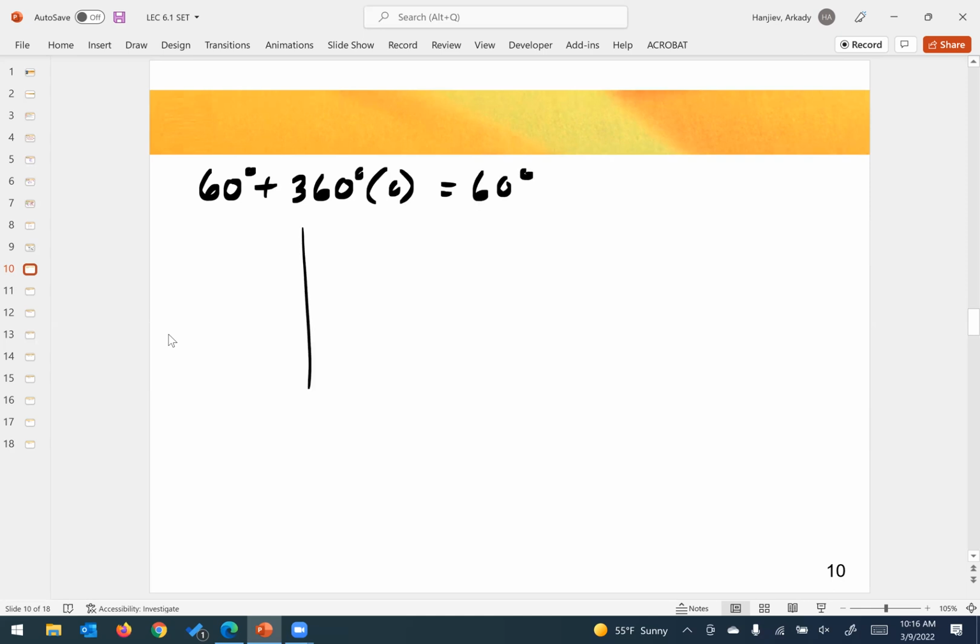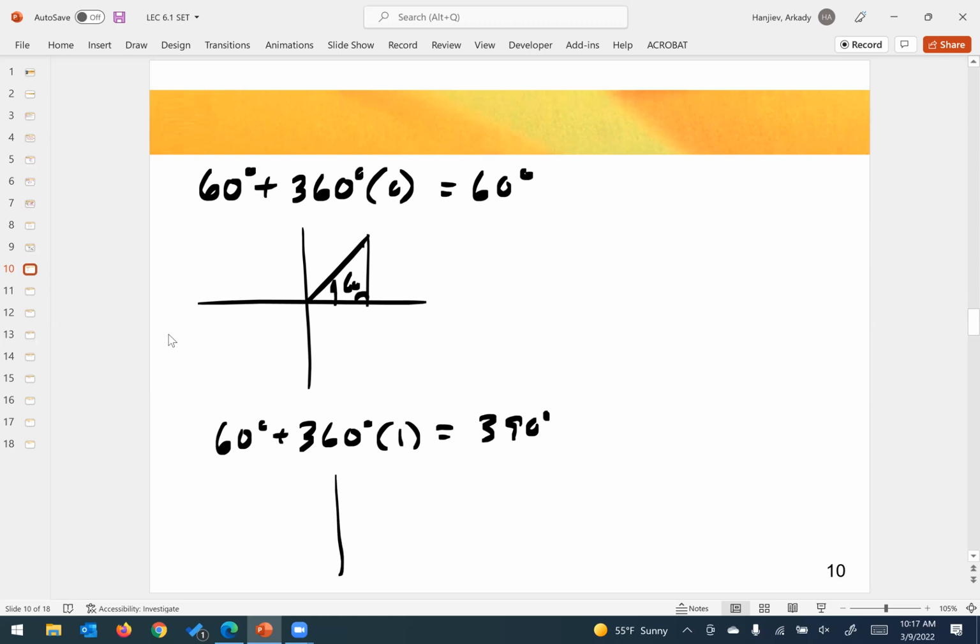Now let's see this. So this is 60 degrees. If k is equal to 0, we are right here. Is that right? And we got ourselves 60 degrees. So then if I say, okay, how about if k is equal to 1? That's 390 degrees, which really is, we're in the same spot again. We just did a 360-degree revolution, and then that allows us to go 60 more, and I'm in the same spot again. Okay, does that make sense?